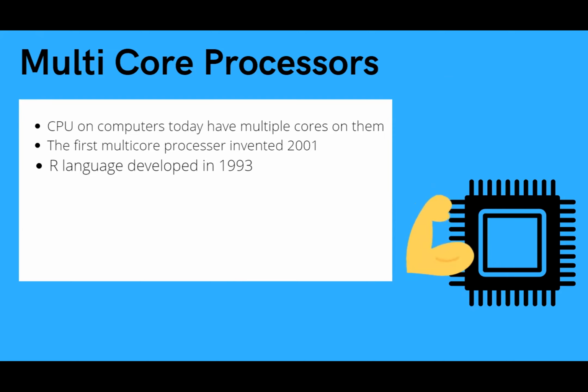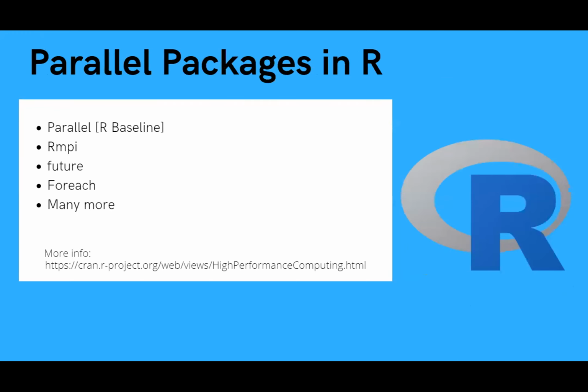But fortunately for us, computer scientists and software engineers have developed the tools for us to do parallelization in R and Python and all sorts of things. Today we'll be talking about the parallel package in R, which is included with base R. There are a lot of different ways to do parallelization, and today I'm just going to be talking about using the multiple cores on your single computer.